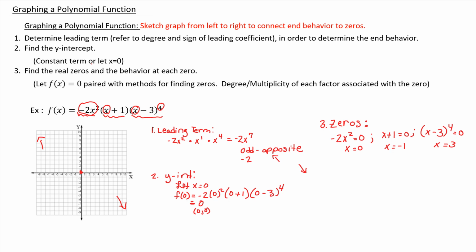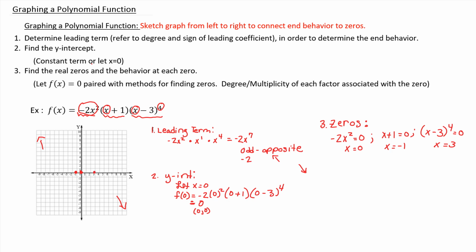Okay, I need a -1. I need a 3. I need a 0. So those are your zeros. So then what I would do is I would plot those on your graph, because you know that your graph is going to hit those. And so your zeros are on the x-axis. So x is 0 is already plotted because of our y-intercept. x is -1 and x is 3.